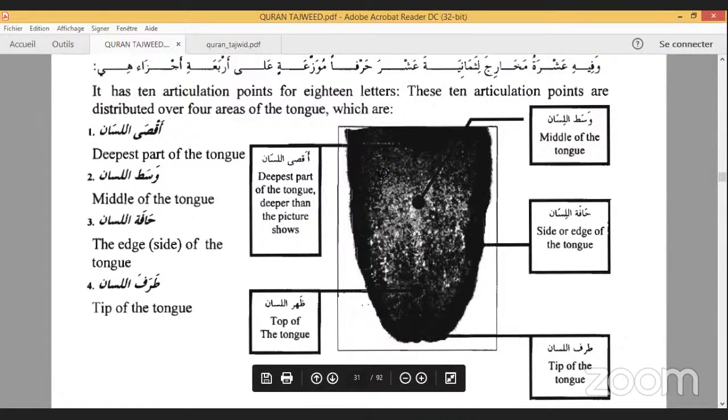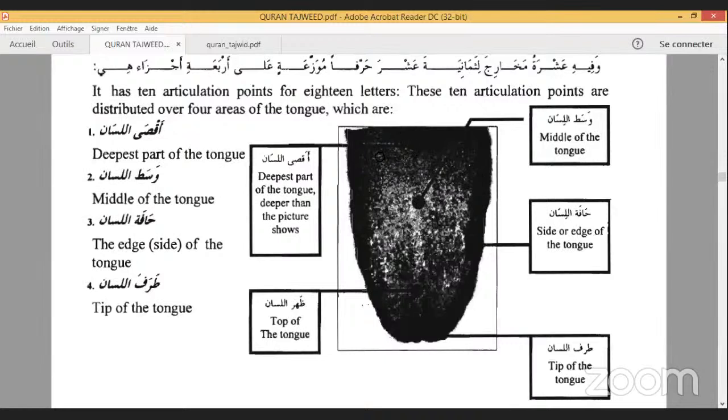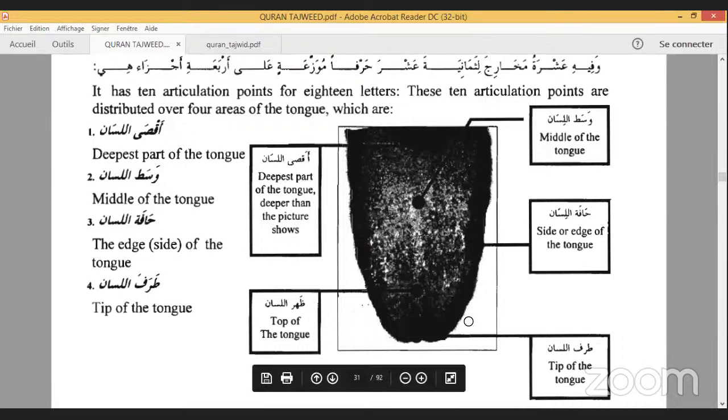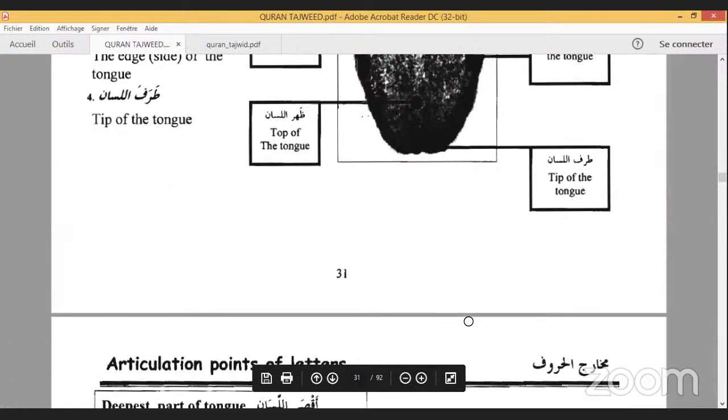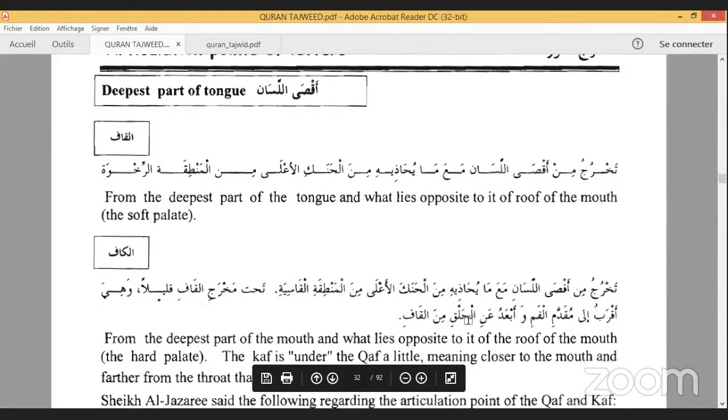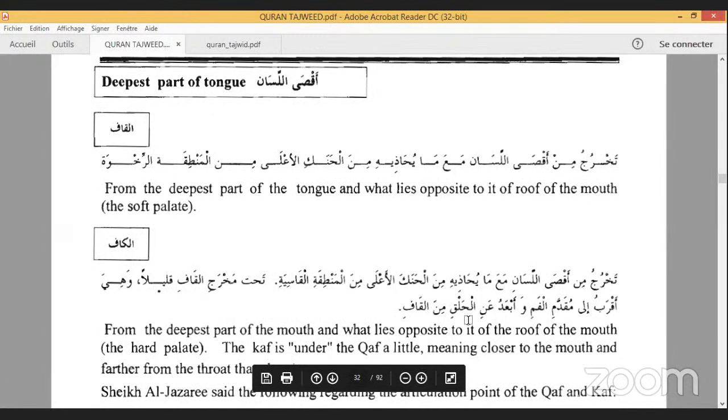And the middle of the tongue. This is the middle. And the deepest part. This is the deepest. And the side or edge. Let's say the side of the tongue. This one. So this is four parts. Okay, let's begin with the deepest part of the tongue.